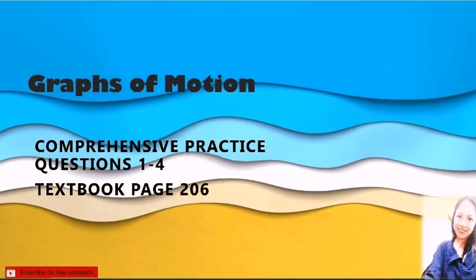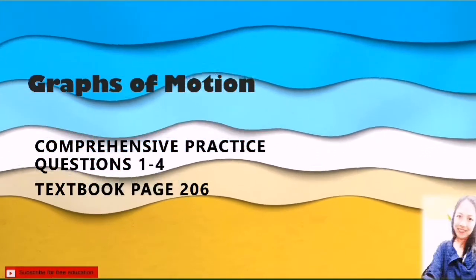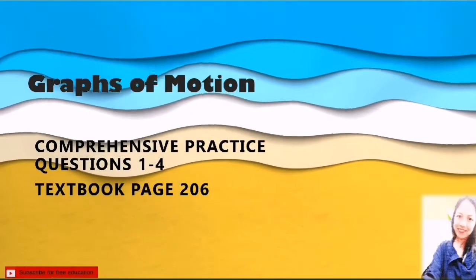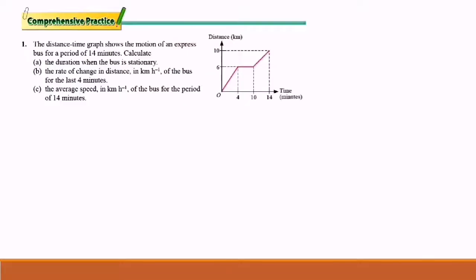In this video, I will discuss comprehensive practice questions 1 to 4. The distance time graph shows the motion of an express bus for a period of 14 minutes. Calculate A. The duration when the bus is stationary.